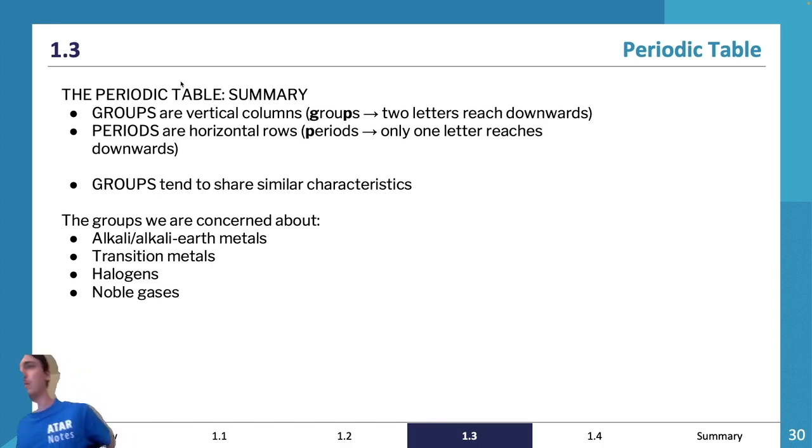Groups tend to share similar characteristics. As I talked about, the groups, the vertical ones, share similar characteristics. The periods are all about your valence electrons. The groups we are concerned about are the alkaline earth metals, transition metals, halogens, and noble gases. These last two are ones that you'll know really well. These first two you'll know a little bit about, but it's not a really big deal. Halogens and noble gases, really cool.